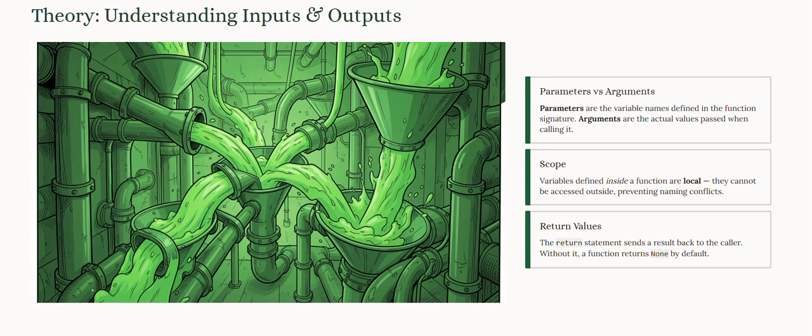And return values. The return statement sends a result back to the caller. This is how the answer is sent back to the caller. Without it, a function returns None by default. If there is no answer after we call the function, then it is going to be None by default. Because nothing was returned, nothing came out as an answer, so it is going to be None by default.